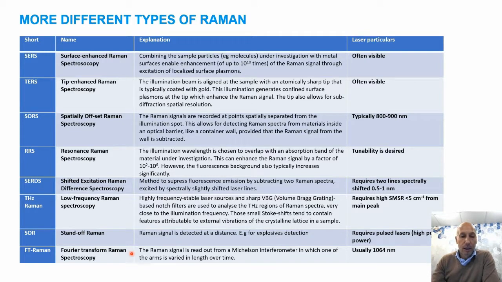And finally, if you're working with very fluorescent materials, it's common to work with Fourier transform Raman spectroscopy. And here the Raman signal is read out from a Michelson interferometer, where the arm length is varied over time. And the Raman signal is detected with a single element detector. And in this way, the fluorescence background can be suppressed. For this kind of Raman spectroscopy, it's common to work at longer wavelengths, such as 1064 nanometers, to minimize the fluorescence.